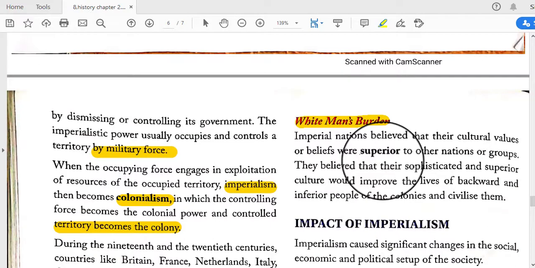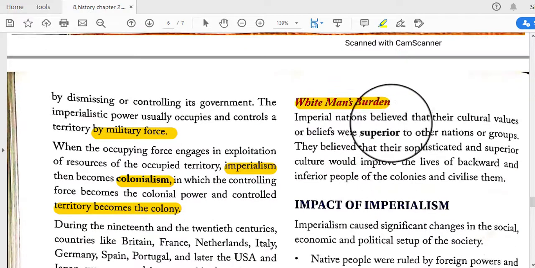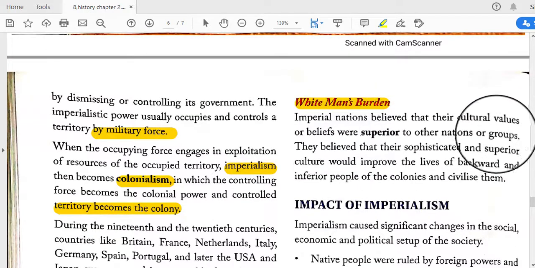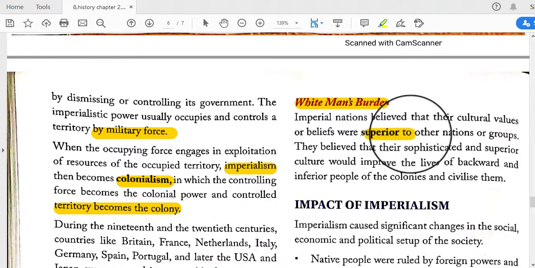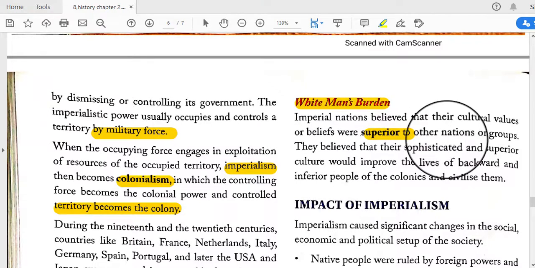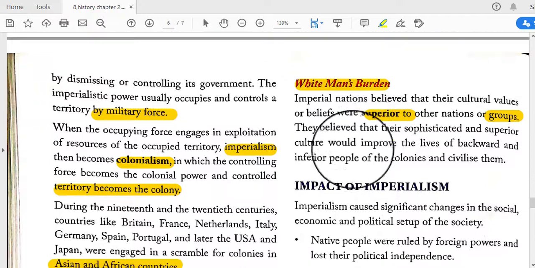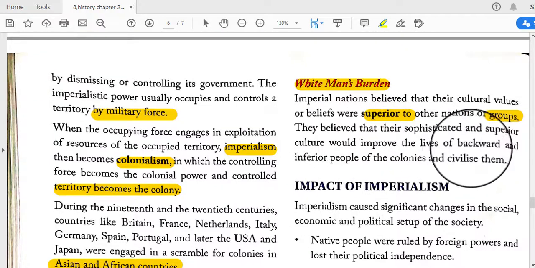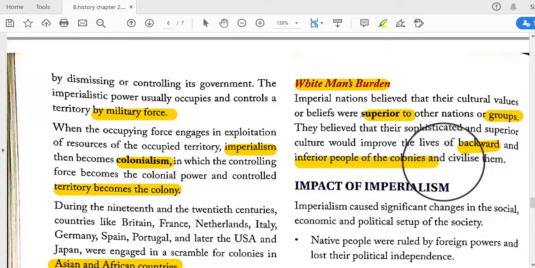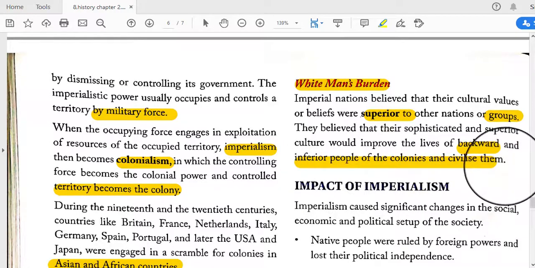Next is the white man's burden. Imperial nations believed that their cultural values and beliefs were superior to other nations or groups. They believed that their sophisticated and superior culture would improve the lives of the backward and inferior people of the colonies and civilize them.